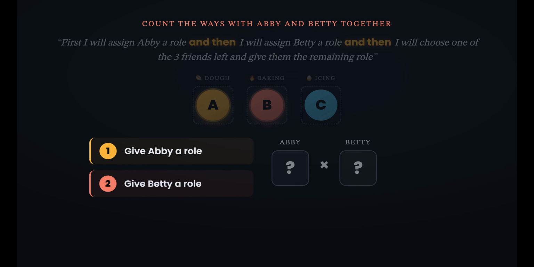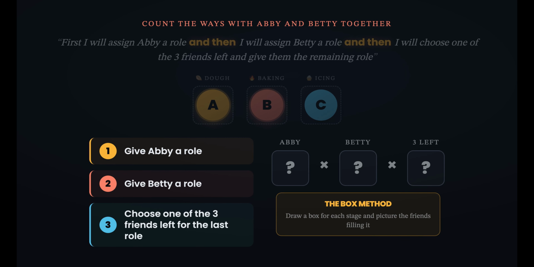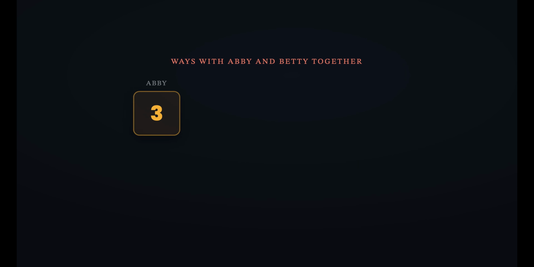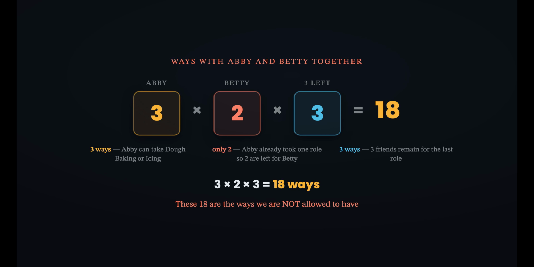1. Give Abby a role. 2. Give Betty a role. 3. Choose one of the 3 friends left for the last role. Stage 1 has 3 ways, since Abby could be dough, baking, or icing. Stage 2 has 2 ways, since Betty only has 2 roles left after Abby has taken one. Stage 3 has 3 ways, since there are 3 friends left to fill the remaining role. Multiplying gives 3 times 2 times 3, which is 18 ways.